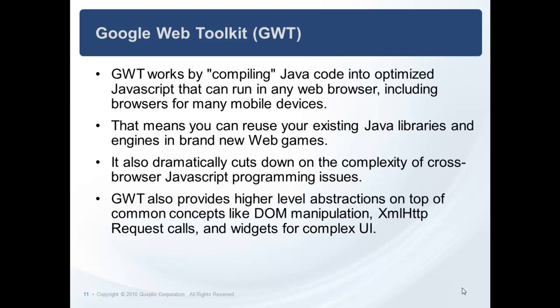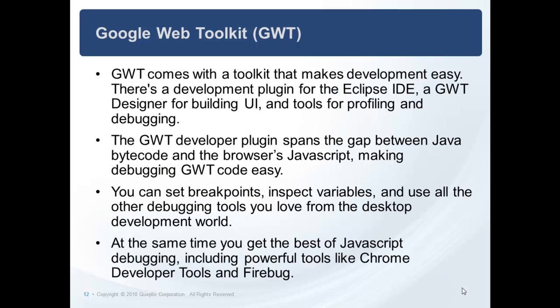GWT works by compiling Java code into optimized JavaScript that can run in any web browser. It includes mobile devices. You can use all your Java libraries and engines and brand new web games. It cuts down on the complexity of cross-browser JavaScript programming, and it just gives you a lot more power to do more things in a much simpler way.